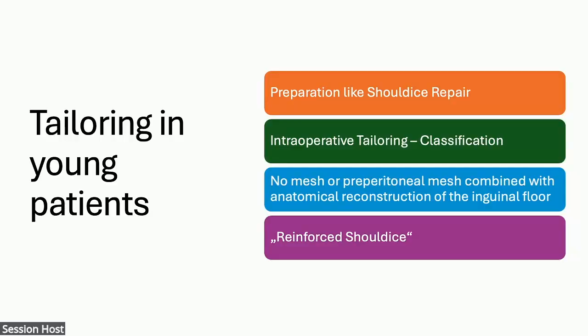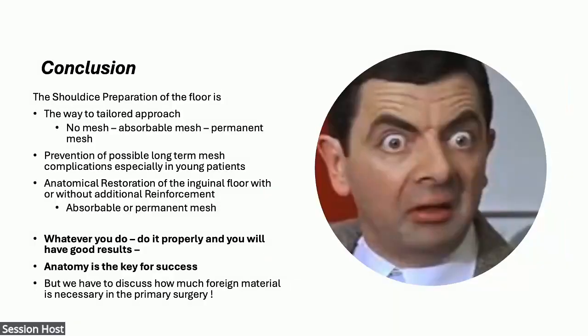So tailoring in young patients, I think with a shoulders dissection of the inguinal floor, you can do everything. You can tailor intraoperatively with the classification and the individual risk factors of the patient. And then you can do a non-mesh repair, or preperitoneal mesh repair combined with anatomical reconstruction of the floor. Then we are talking about the reinforced shoulders.